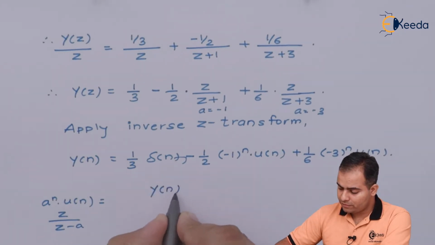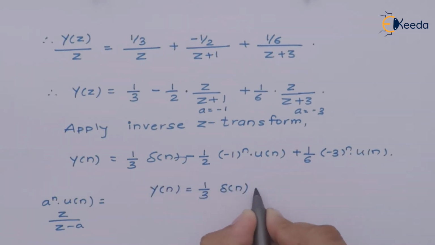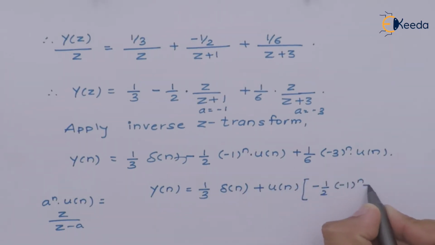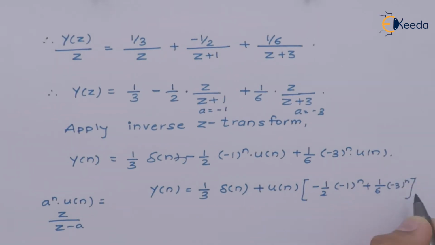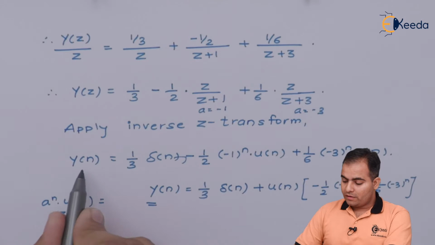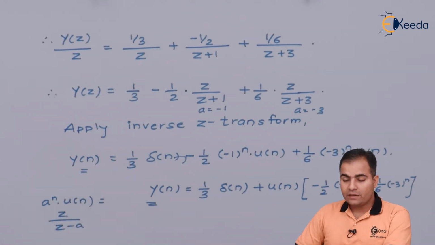Y of n is equals to... and this is nothing but my impulse response of system. Both these answers are correct, so don't worry. Now we will move on to step response of system.